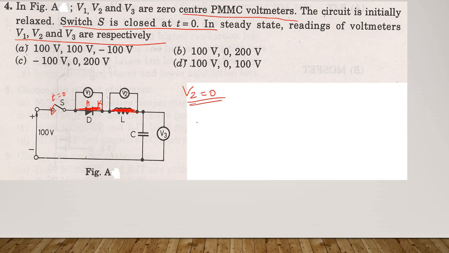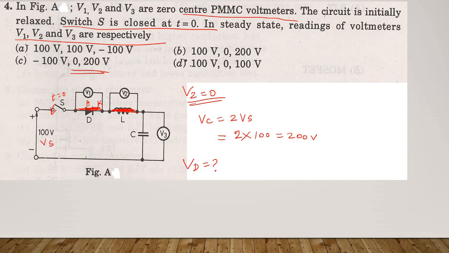What about V1 and V3? Already in the previous problem, I got the answer for VC, that is 2 into Vs. So the same equation is used here. The circuit is the same. Vs is 100, so 200 volts. So option C may be correct, 0 to 100. Again, I am going to find out Vd. How to find Vd?